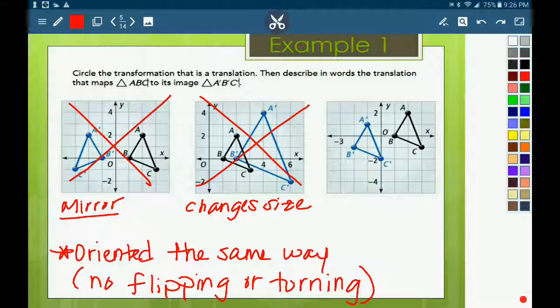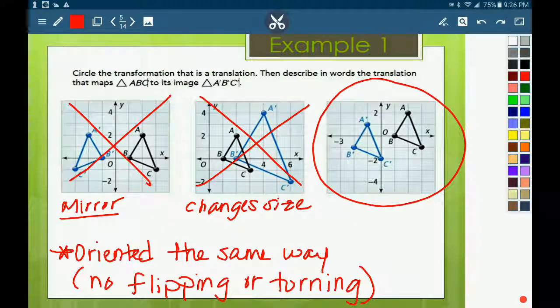So it's not that one. Lastly, I would say the third one is a translation. We also want to describe in words what has happened. Start your pencil where it says A, not A prime.